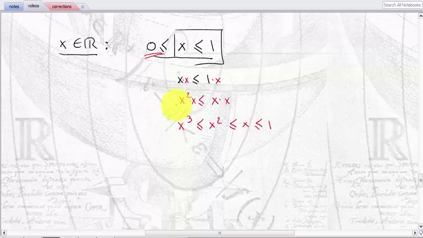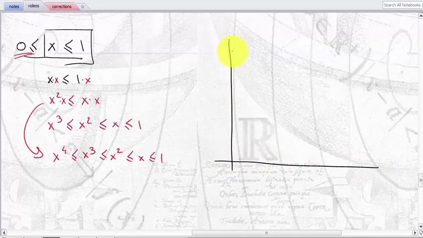Let's multiply by x again. So we would have that x to the 4th is smaller than x cubed, which is smaller than x squared, smaller than x, smaller than 1. So you see, if you multiply by x, you're going to get a power that is lower than the previous power. What does it mean graphically? Look, let me take 1 right here. Here we go.